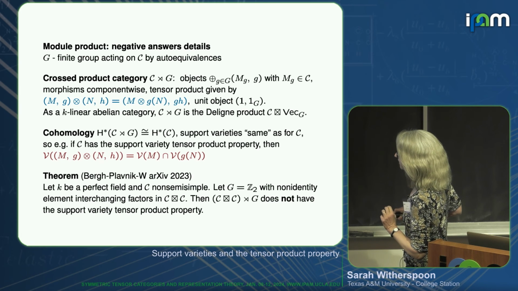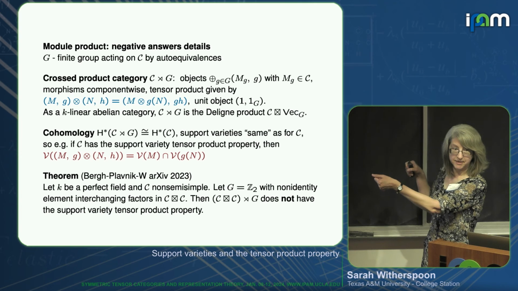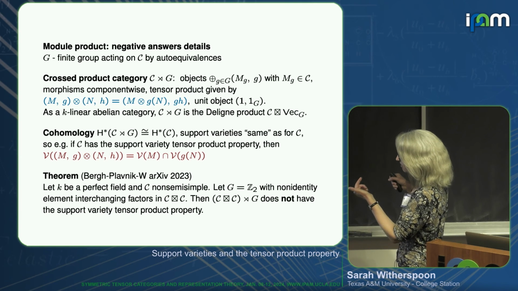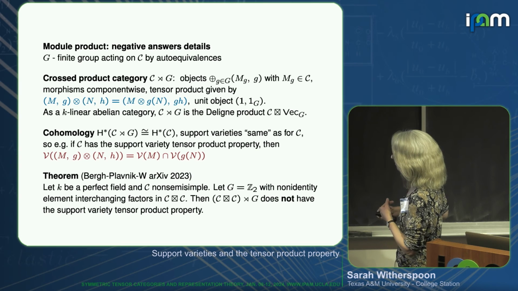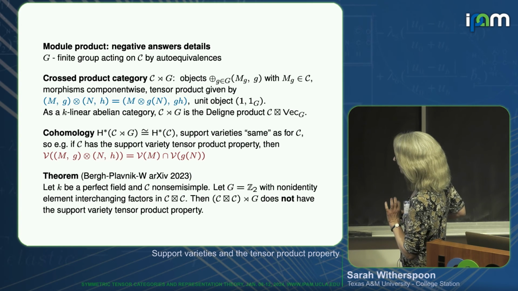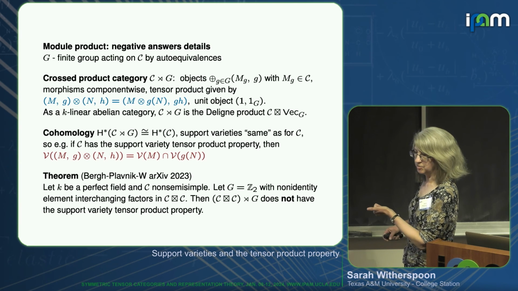Assume C is non-semi-simple. Let's just take the group of order 2, with the non-identity element interchanging the two factors in the Deligne product of C with itself. Okay, so just switching them around. There are loads and loads of other constructions you can do, but this is one that works. Then this cross-product category, where you're taking two copies of C and the semi-direct product with Z2, switching the factors, does not have the support variety tensor product property.